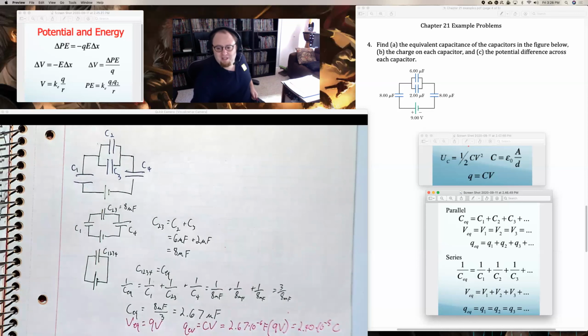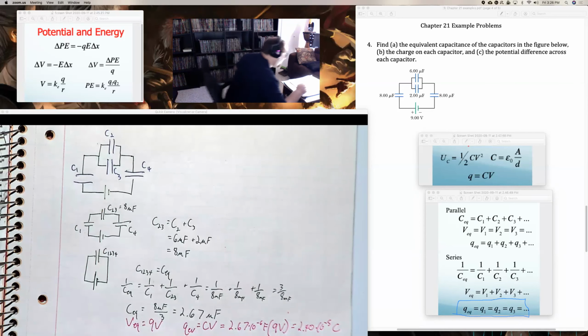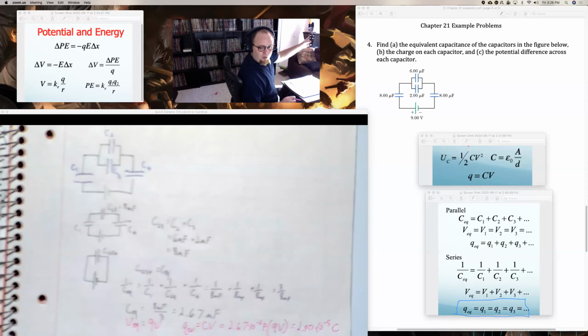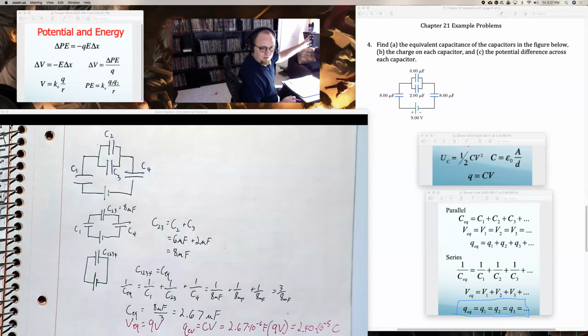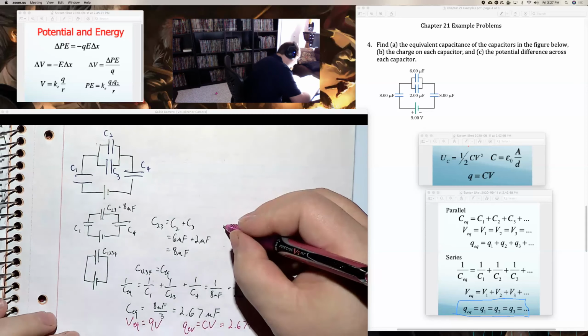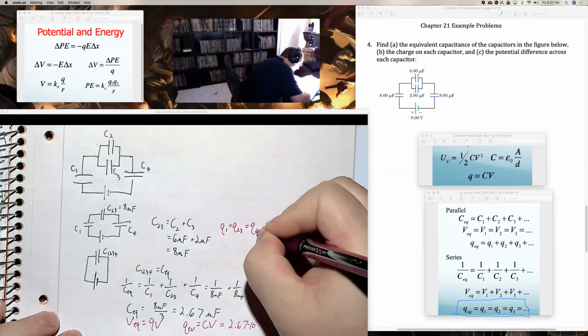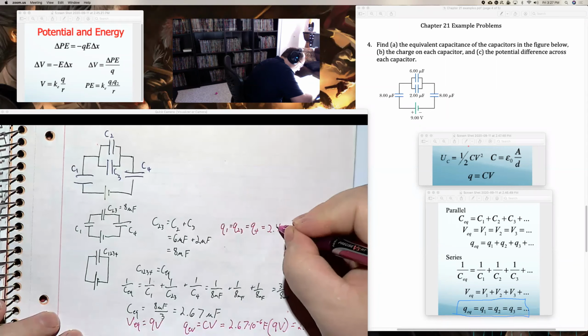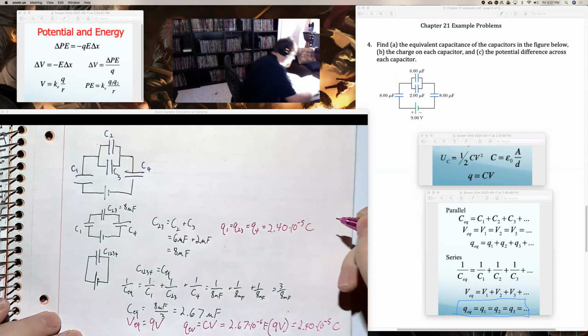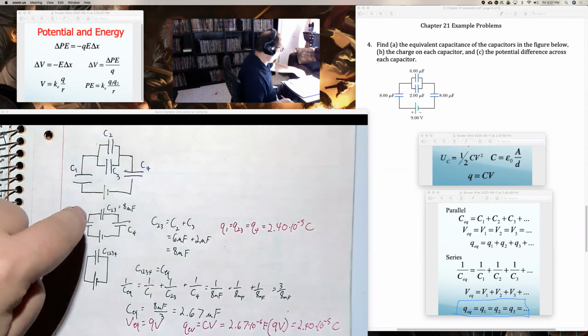But I can look, 3 capacitors in series. In series, Q equivalent equals Q1 equals Q2 equals Q3 and so on. Which means if that's my Q equivalent, that means, and I'm going to work my way back up, Q1 equals Q23 equals Q4 equals 2.40 times 10 to the negative 5th coulombs. I now know the charge on 1 and 4.